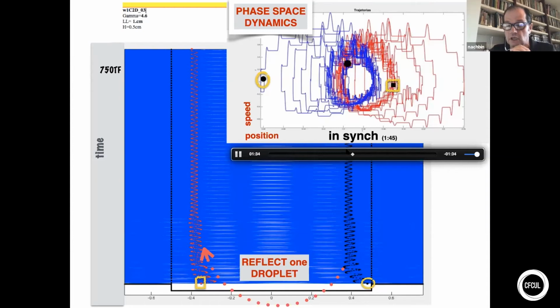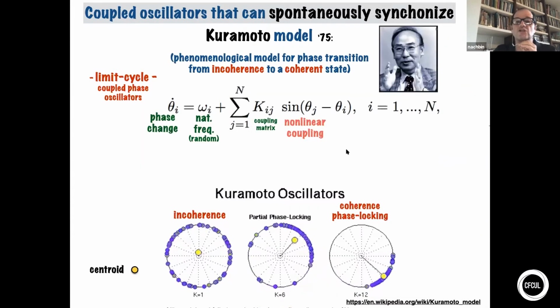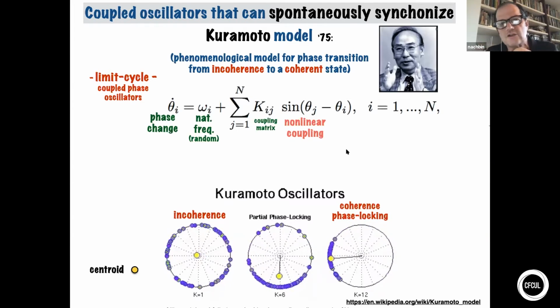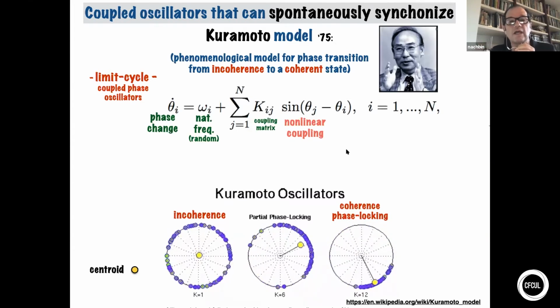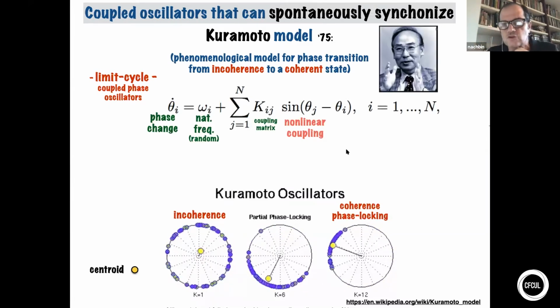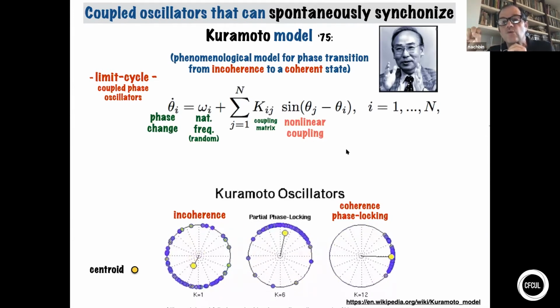Okay, so I said, wow, this reminds me of the famous model by Kuramoto, which is the model for spontaneous synchronization of nonlinear oscillators. This is a phenomenological model for phase transition that Kuramoto did in '75. And it's a limit cycle model in the sense that it does not care about the amplitude of the cycles, it cares only about phase. So it's a phase dynamics. He was able to devise one simplified model, from Winfree, that allowed one to do mathematics.